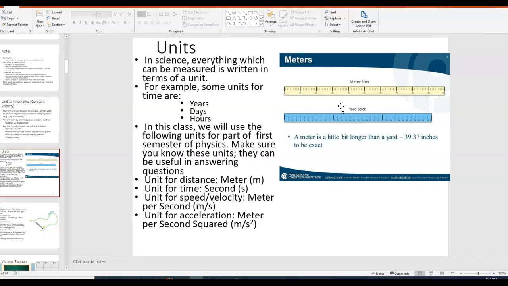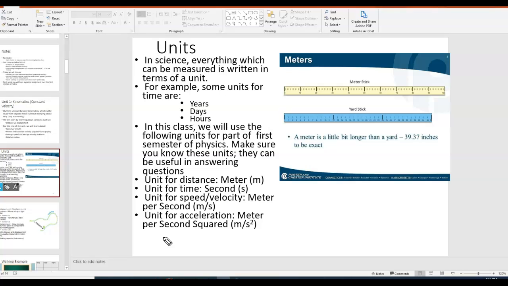The unit for time we're going to use is the second. For that, we write the lowercase s. The unit for speed and velocity is going to be meters per second. Now, notice that the way we write meters per second is m/s. The slash represents per. So, meters per second. And then the unit for acceleration, which we're not going to see until later on, is meters per second squared, and we'll spend lots of time talking about why that is the unit for acceleration.